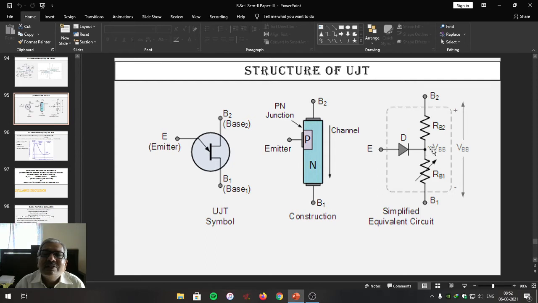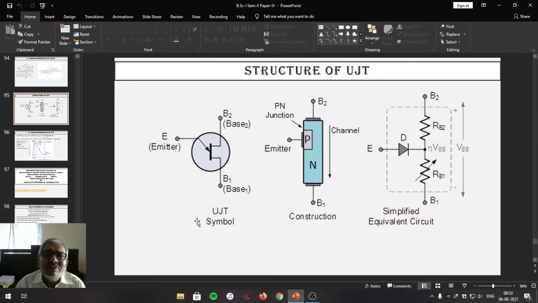Here eta represents the intrinsic standoff ratio of a UJT, which is the ratio of two resistances, that is, RB1 upon RB1 plus RB2. Eta plays a very vital role in the conduction mechanism of UJT. Dear students, having studied the structure of UJT and its equivalent structure formed by a PN junction diode and internally spreaded RB1 and RB2, we are now going to study the circuit symbol of UJT.